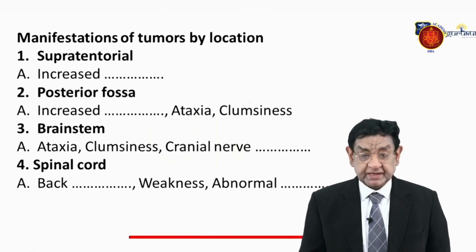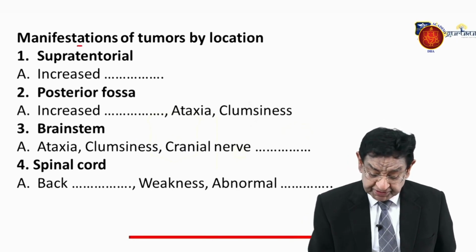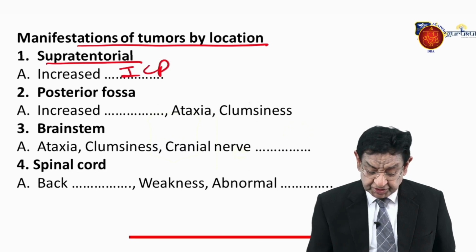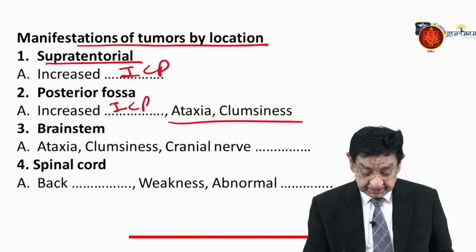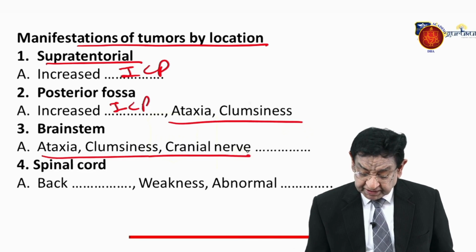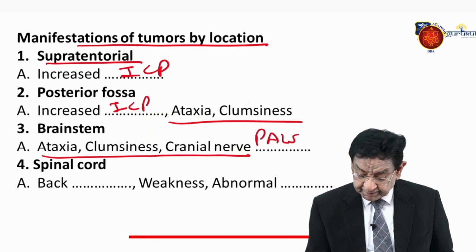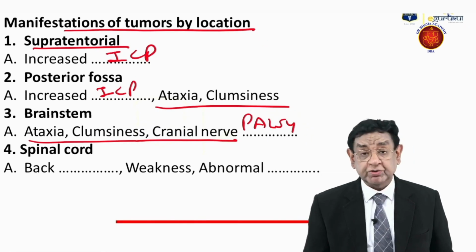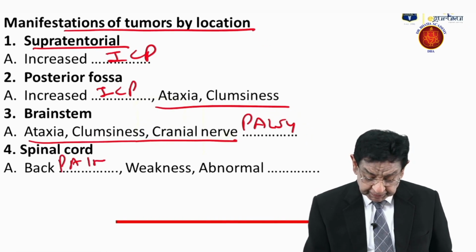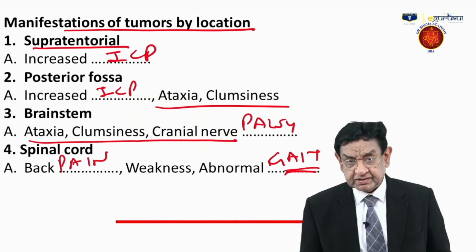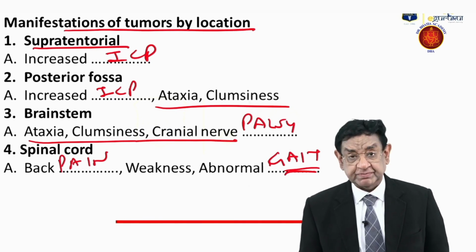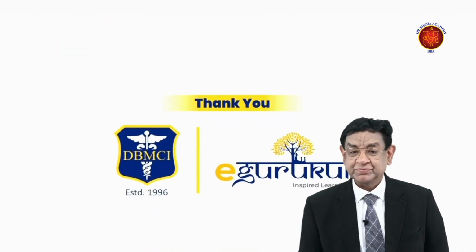Just a brief word. Manifestation of tumor by location: supratentorial, increased intracranial pressure. Posterior fossa, increased intracranial pressure, ataxia and clumsiness. Brainstem, ataxia, clumsiness, cranial nerve palsy. Spinal cord tumor, back pain, weakness, abnormal gait. They are the features, a summary, golden line to remember for brain tumors, location wise. Thank you very much.